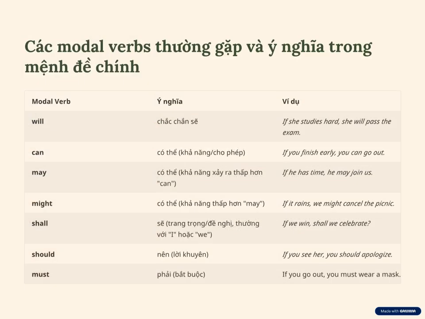On this slide, we explore common modal verbs used in the first conditional. Notice how each modal verb brings a different shade of meaning. Will expresses certainty, while can shows ability or permission. May and might indicate different degrees of possibility. Should gives advice, must expresses obligation, and shall is used for making suggestions, often in formal contexts.